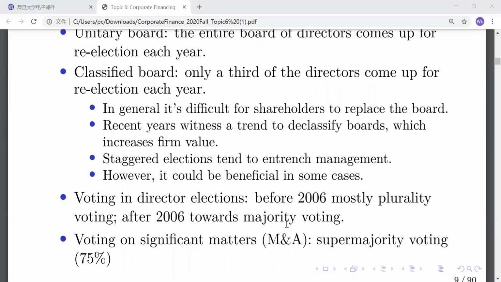Shareholder rights are also reflected in voting in director elections. Before 2006, most director elections used plurality voting. Plurality voting means that as long as a director gets one vote, he's automatically elected. In plurality voting, you only need to look at how many votes this particular candidate gets. You don't have to compare the number of votes for the candidate versus the votes against the candidate. You only count the votes for the candidate. In an ideal setting, maybe you have two candidates, then you compare the number of votes across these two candidates, and the one with the highest number of votes gets elected. So that's the usual case.